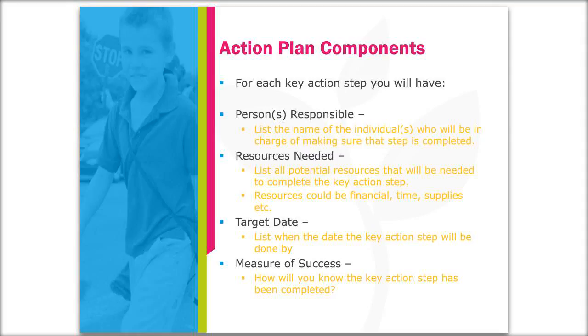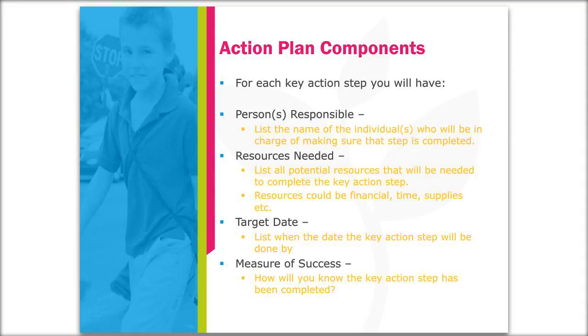So then for each of the key action steps, you're going to have the following 4 things. The first one is the person or persons responsible. This is going to be the name of the individual or individuals who will be in charge of making sure this step is completed.